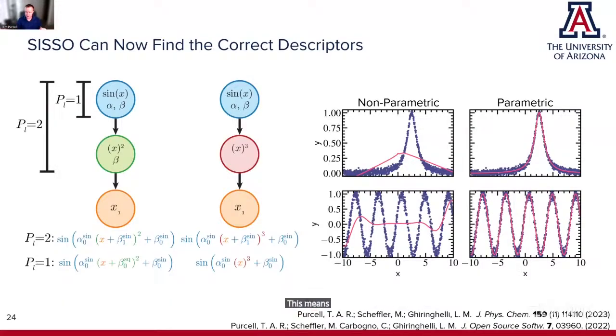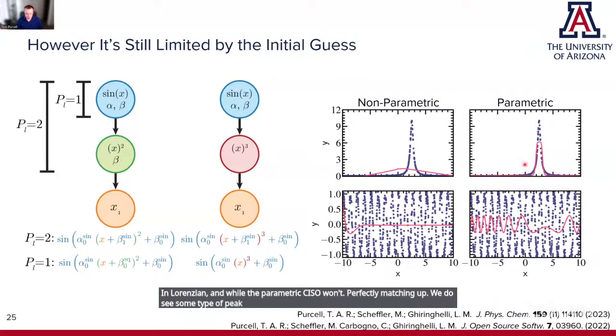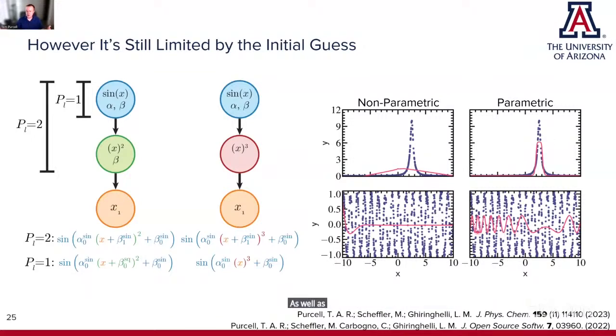This means that there are going to be some cases that are just too hard to find, such as this very high frequency sine curve or this very thin Lorentzian. And while the parametric SISSO won't perfectly match it up, we do see some type of peak structure with this methodology, as well as some type of general periodic behavior, even though it's not perfect.